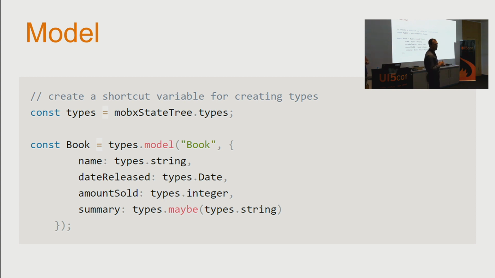What can we tell about the name property? Okay, this must be a string, right? Date released, it's a JavaScript date. It will always be a date. No more problems with, I put this string in there and it's not a date object anymore. It will always be a date object. Amount sold is an integer, so not a float, not a number, it's an integer, so only natural numbers. And summary, it's optional. You can add it, but it's not needed. It's types dot maybe. You say you can have it, but it doesn't matter if you don't. But the other properties, they're required. So there's no way to make a book without these properties.